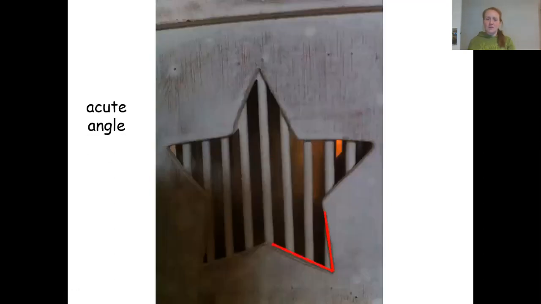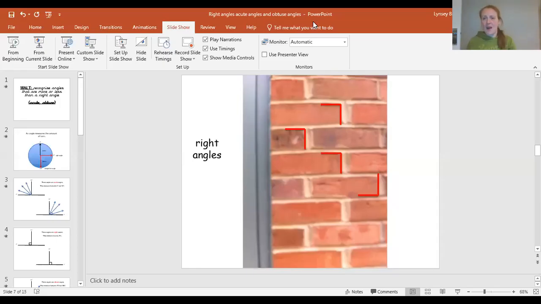Oh, I'm going the wrong way. There we go. So that was just some examples that I thought would be helpful for you to see, that you can see them all the way around your home. So let's get cracking today.